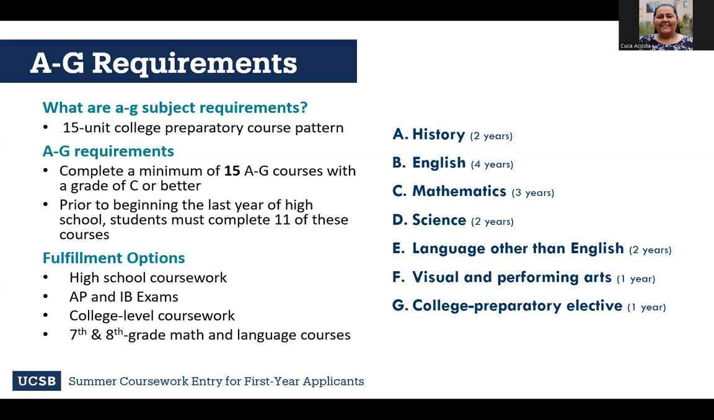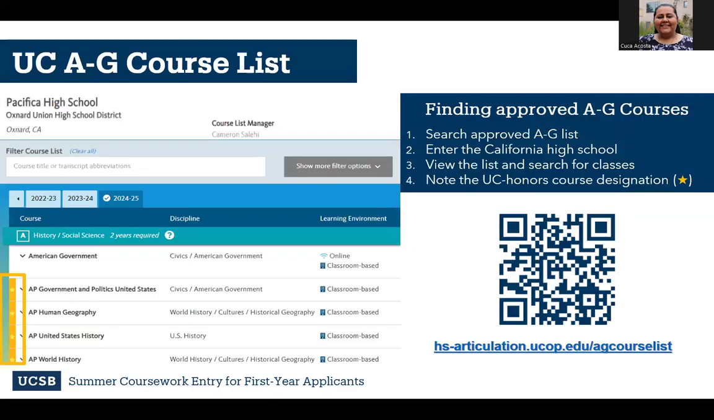We also will accept college level coursework, and specifically UC transferable college level coursework, but there are some subject areas where students can receive partial credit for non-transferable college level coursework as well. And then we will look at 7th and 8th grade middle school or junior high coursework completed for the two subject areas being mathematics and language other than English. And we'll dive into 7th and 8th grade coursework in just a little bit.